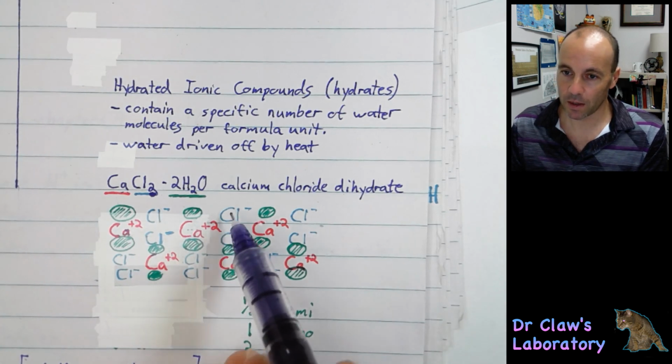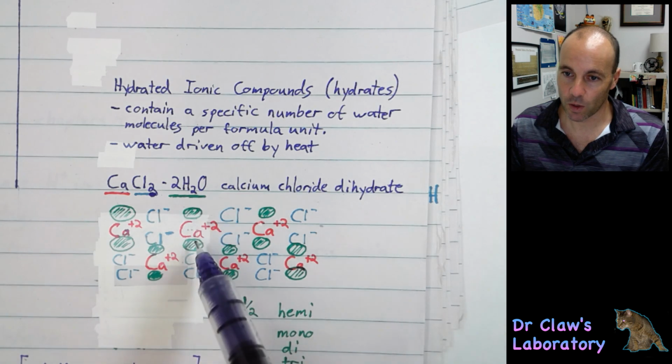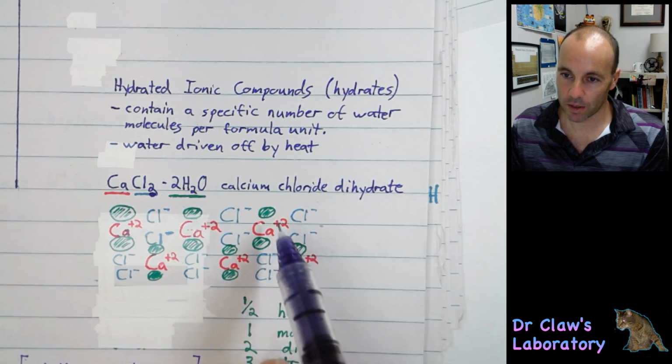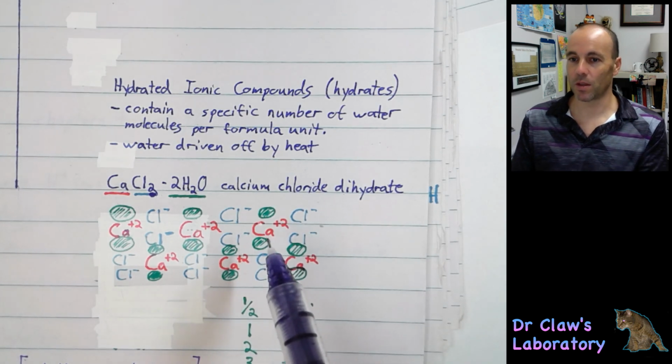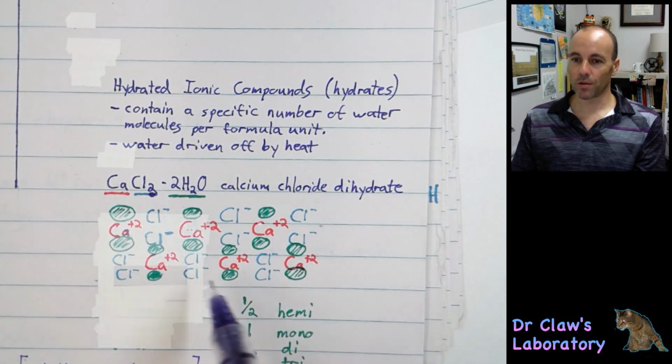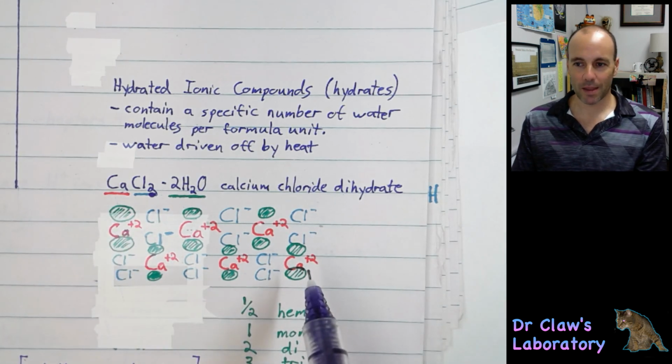So again, calcium, chloride, and then 2 waters. Calcium with 2 chlorides and 2 waters. So each formula unit has 2 waters associated with it. So the structure of the material looks something like that.